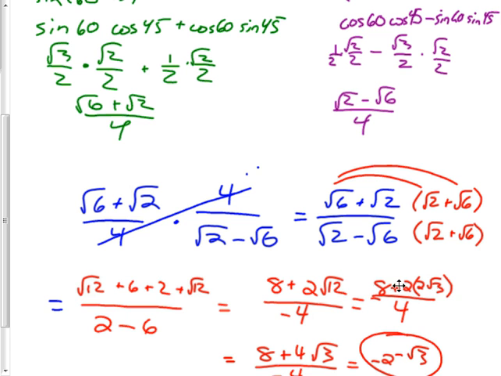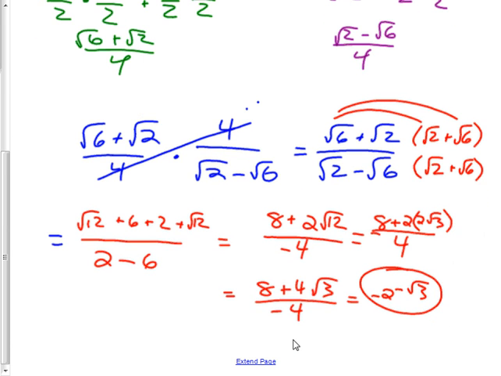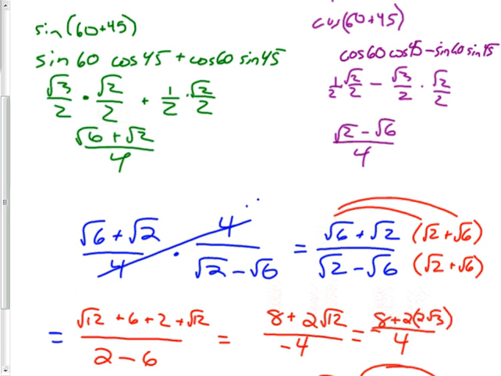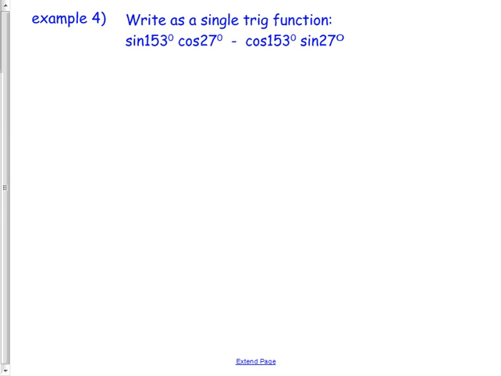Combine like terms, simplify the radical, and then you cancel a negative 4 from both. 8 divided by negative 4 is negative 2. 4 root 3 divided by negative 4 is negative root 3. So that is your solution. Those are a little bit time consuming. So take a second and go back over, look through this one again. And it takes a little bit of time.